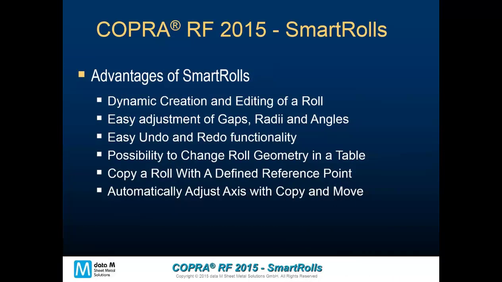First of all, there's now a dynamic creation and editing of a role, giving easy adjustment of gaps, radii and angles. And within the command, it's easy to undo and redo. We have the possibility to change role geometry in a table, and we can copy a role with a defined reference point, and we can automatically adjust the axes with a copy and move.